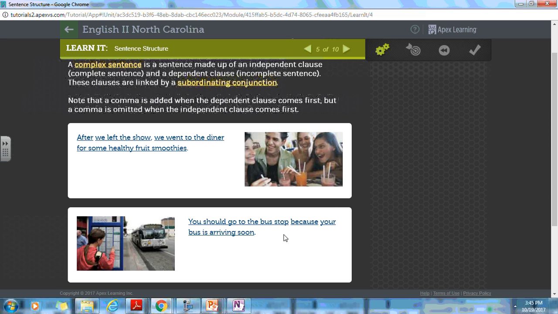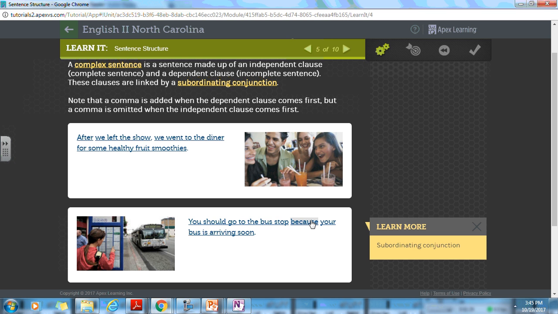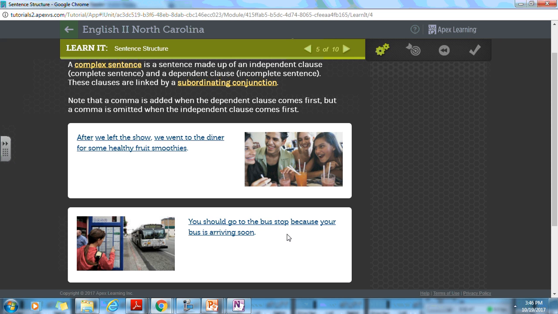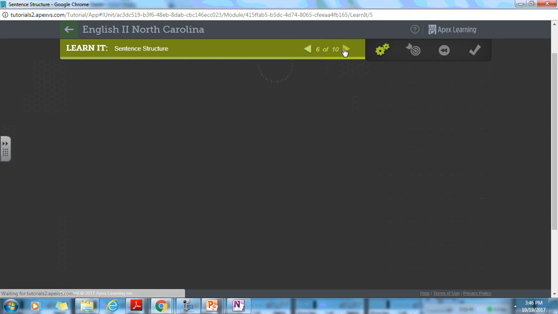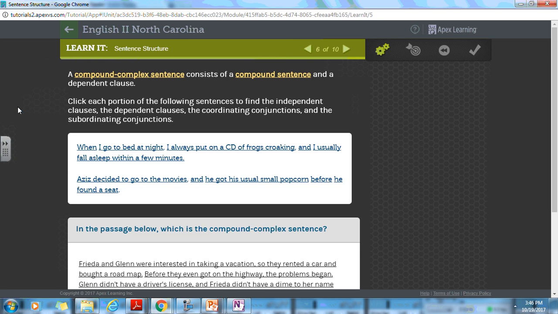So let's look at this right here. What is the subordinate conjunction in this sentence? You should go to the bus stop because your bus is arriving soon. Because is a subordinating conjunction, and it introduces the incomplete thought because your bus is arriving soon. We call it a dependent clause or an incomplete thought because when you say it, it doesn't express a completeness the way you should go to the bus stop does. Let's look at some more.